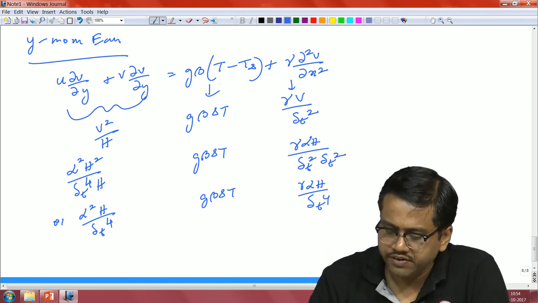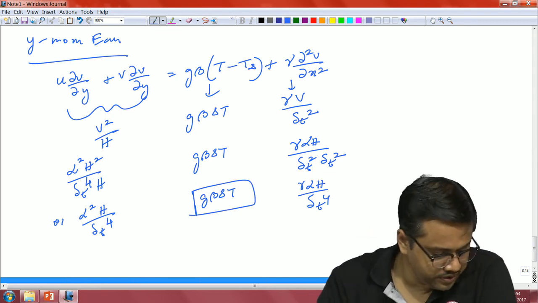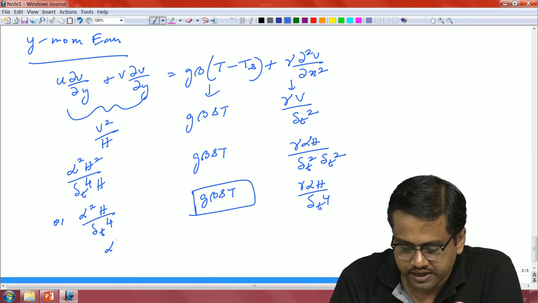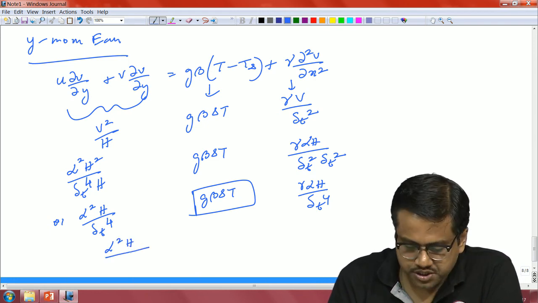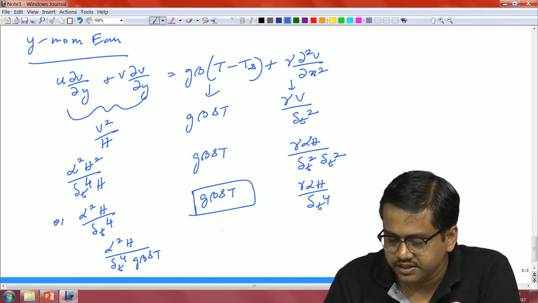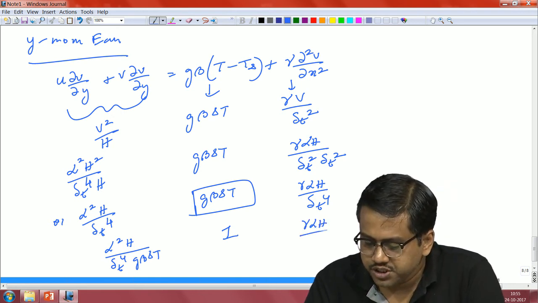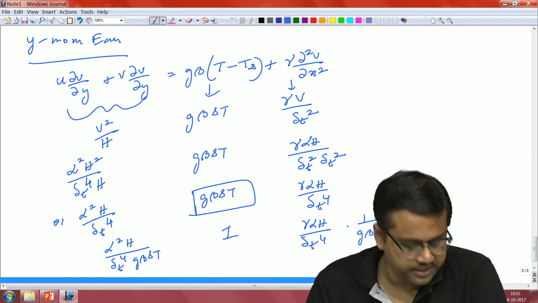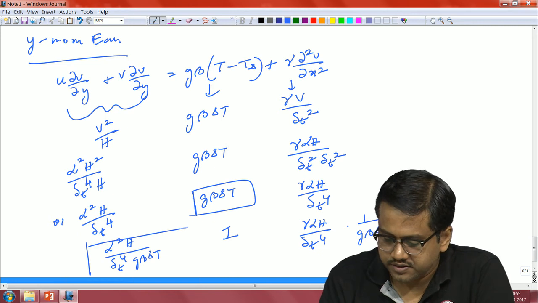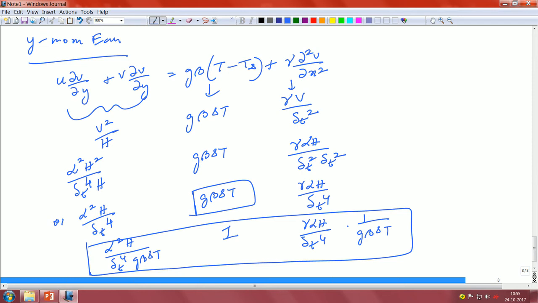So, what we do, divide everything out by this particular term. If we divide everything out by this, we will get alpha square h by delta t to the power of 4 g beta into delta t. This will be 1 now, order 1, then gamma alpha h by delta t to the power of 4 into 1 over g beta delta t. Got it? That is the set of equations that you get. Up to this, it should be very clear why we have got it the way it is.